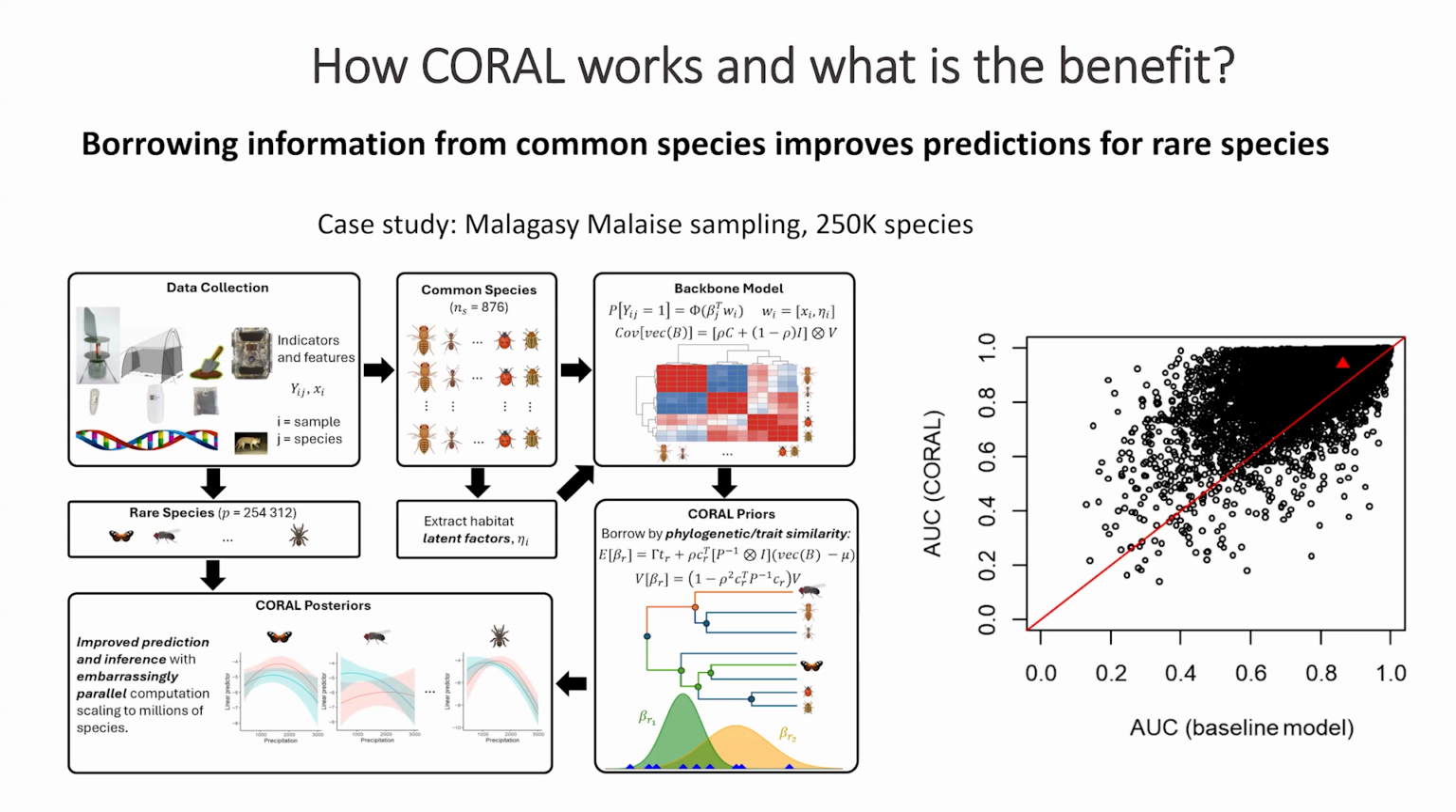And what you see from this AUC comparison is that this actually works. We get much better predictions for independent validation data for all of those super rare species that occur even once or twice in the whole data, by borrowing information in a taxonomically informed way from the common species. And now this is computationally highly scalable. We can do this for a million species if we like.